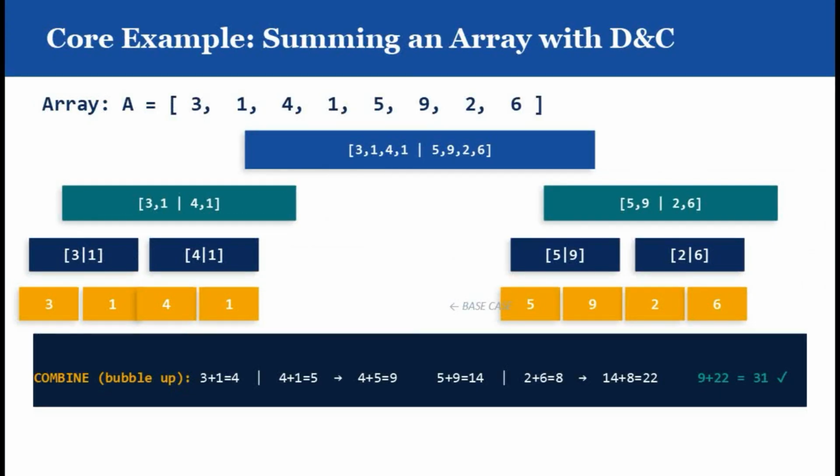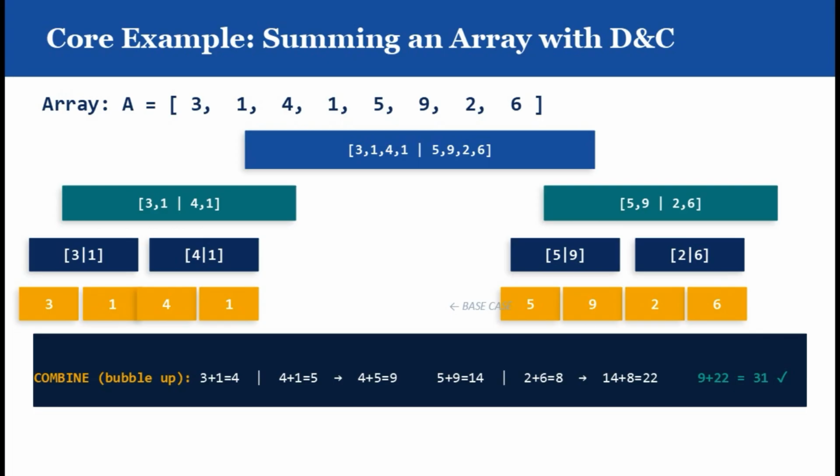Now let us look at the classic divide and conquer textbook example, summing all the numbers in an array. Our array is 3, 1, 4, 1, 5, 9, 2, 6. 8 numbers. We want their total sum. The naive approach adds them one by one from left to right, 3 plus 1 plus 4, and so on. That works fine. But watch what divide and conquer does instead.